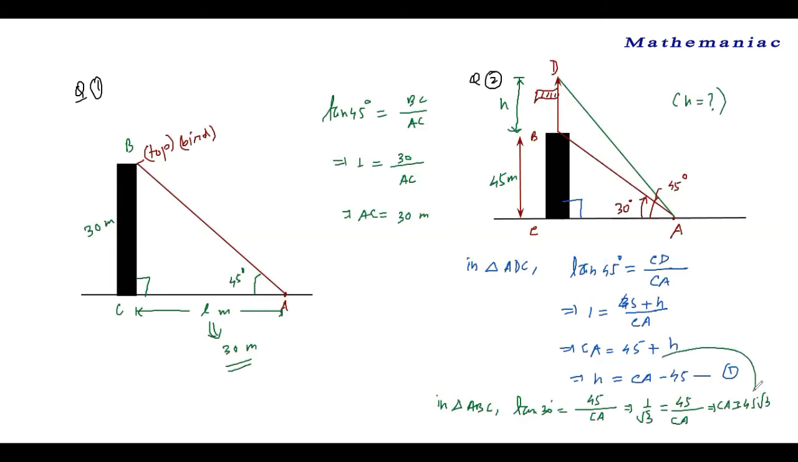Now this value of CA you put here. Then what will you get? I'll not change the board now. So what will be the value of H? We replace CA as 45 root 3, then minus 45 is already there. So I can get this as 45 whole into root 3 minus 1 meter. So ultimately, the length of the flagstaff you got is 45 into root 3 minus 1 meter. That's it. Once you finish it, please let me know. This is another type of problem.